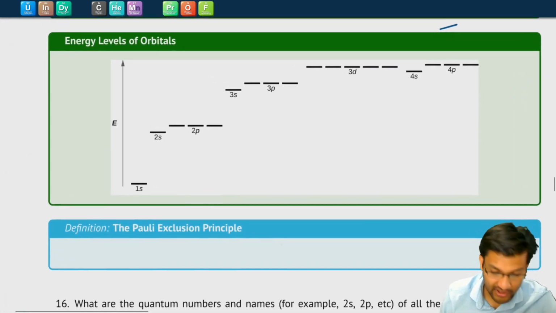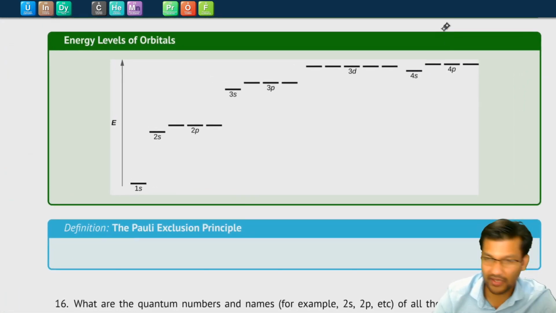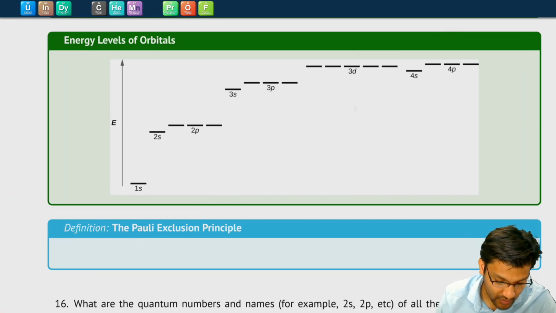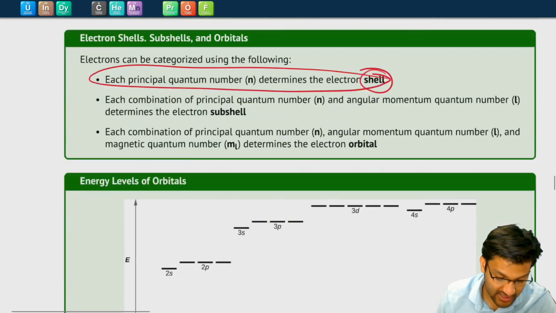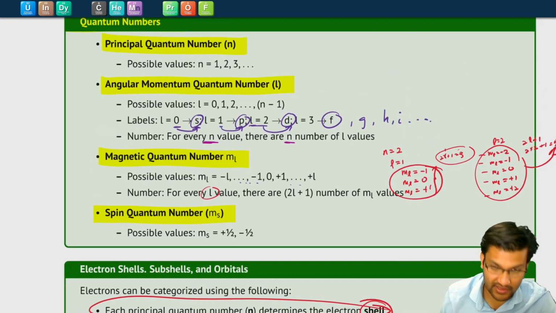So that's just the energy levels of orbitals. We'll get back to energy levels of orbitals in a second. I just wanted to show you how the different number of orbitals and shells and subshells correspond to the various quantum numbers and how we can find them.